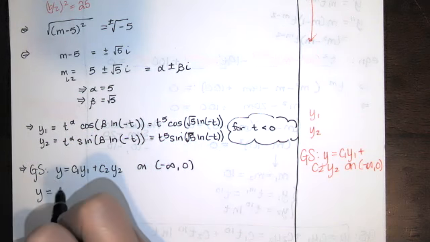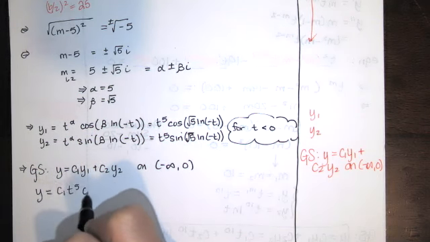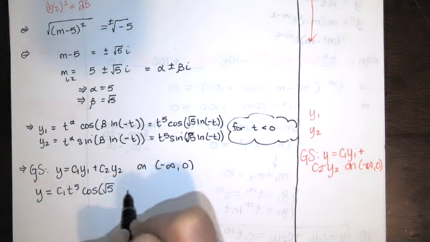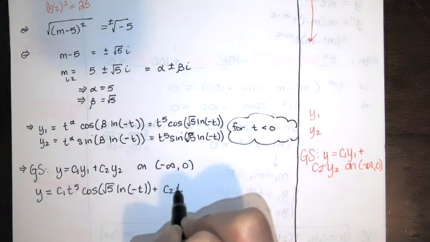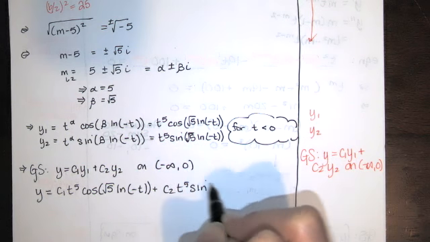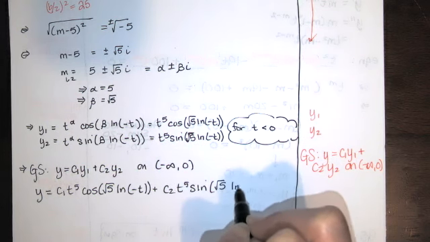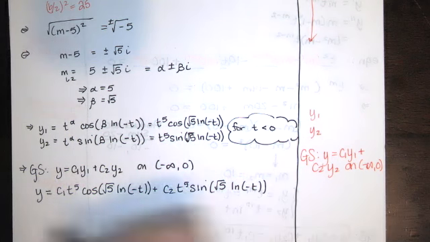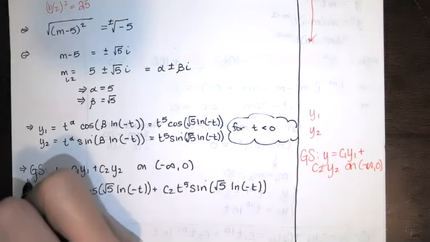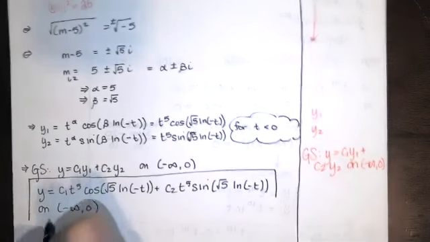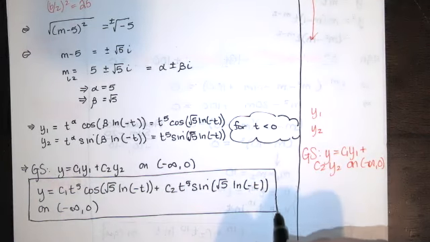So we have c1 times t to the 5th times cosine of square root of 5 times natural log of negative t, plus c2 times t to the 5th times sine of the same thing, on negative infinity to 0 where t is negative, excuse me. And that's it.